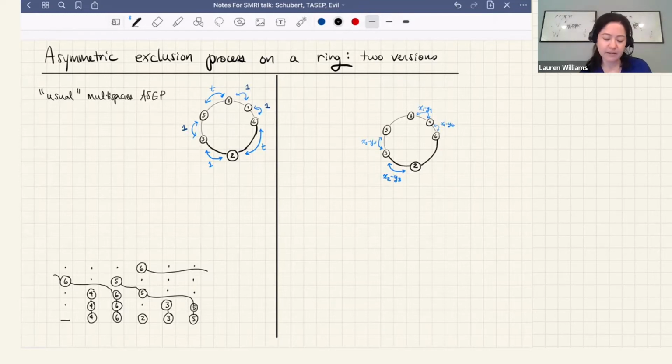And this model is simpler in a way in that hopping rates are either 1 or t. So when the smaller particle is counterclockwise of the larger one, these two particles are allowed to exchange places at rate 1. But if the larger particle is counterclockwise of the smaller, then they're allowed to switch places at rate t. So this model is a little bit more general than what we talked about previously in that particles can hop in both directions. But on the other hand, it's simpler in that our hopping rates are either 1 or t, and not these more complicated rates with the x_i and y_j.